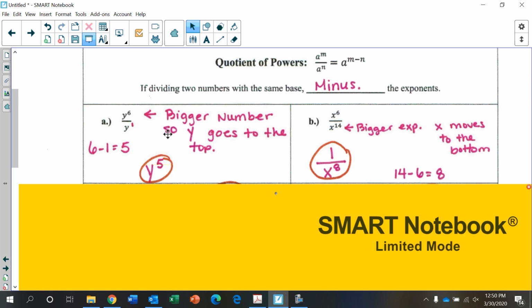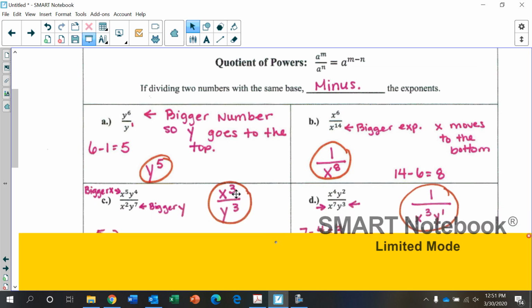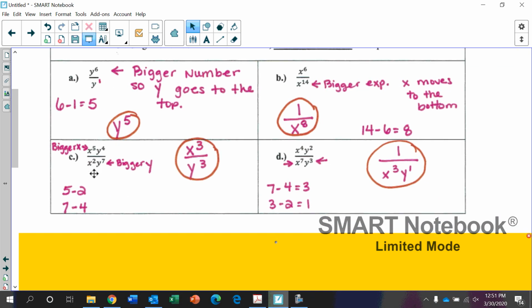For this one, we have y on top, so we don't have to put a 1 on the bottom because it's like a whole number. Over here, we have it on the bottom, so you have to put a placeholder of 1 up top. Then you look at your x's. You say, where's my bigger x? Oh, on top. So I put x on top. Then I just do 5 minus 2, which gives me 3. Look at our y, bigger on the bottom, so it moves to the bottom. 7 minus 4 gives us 3.